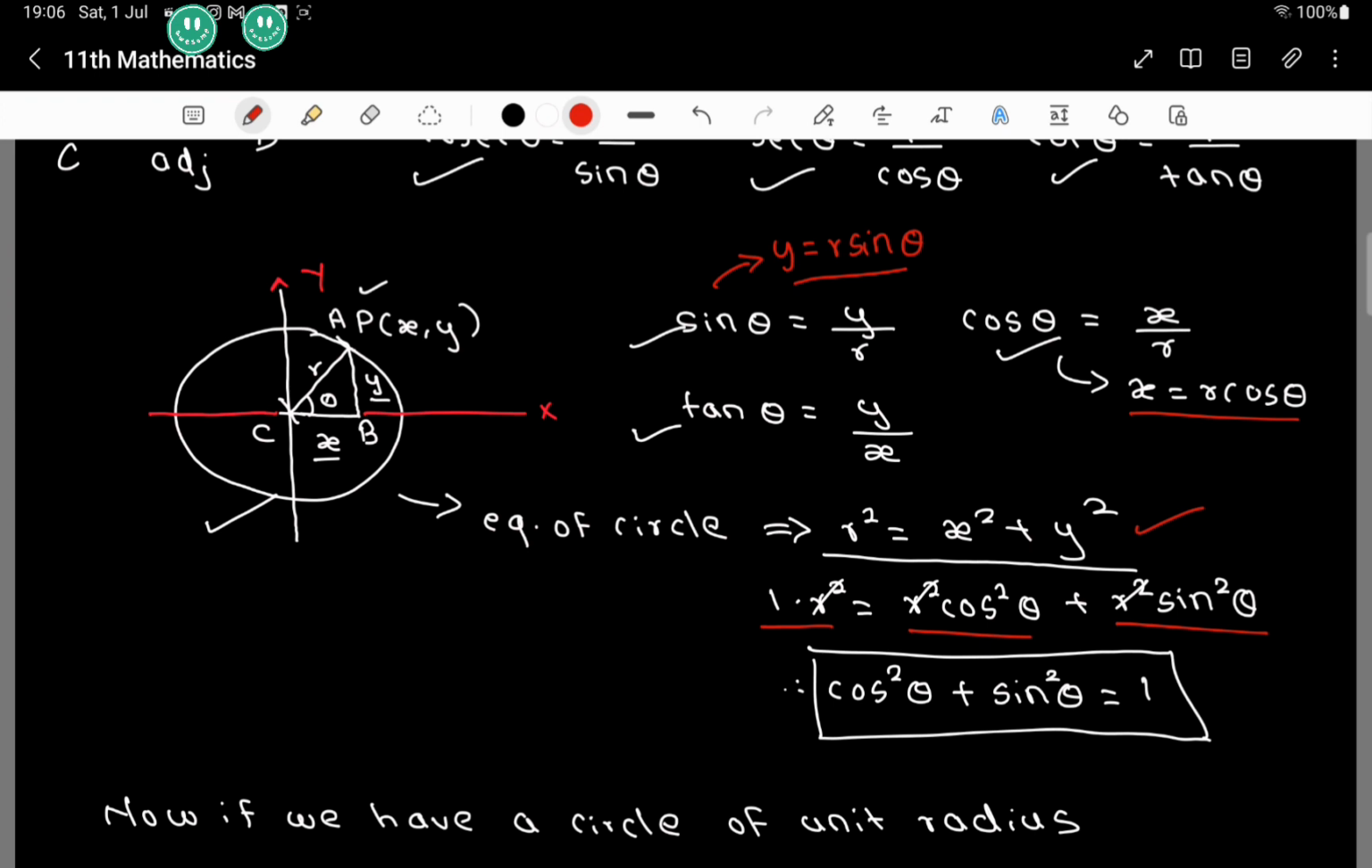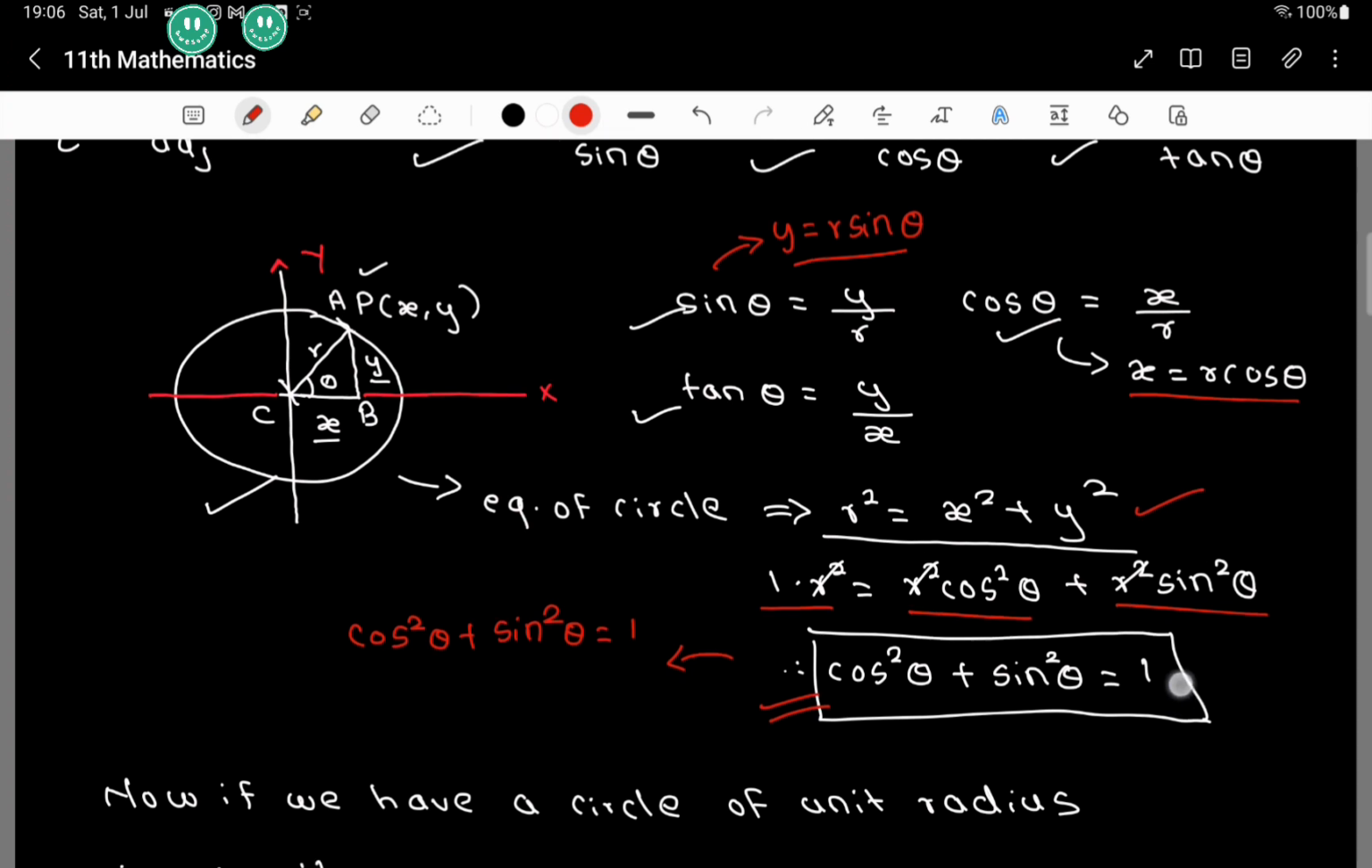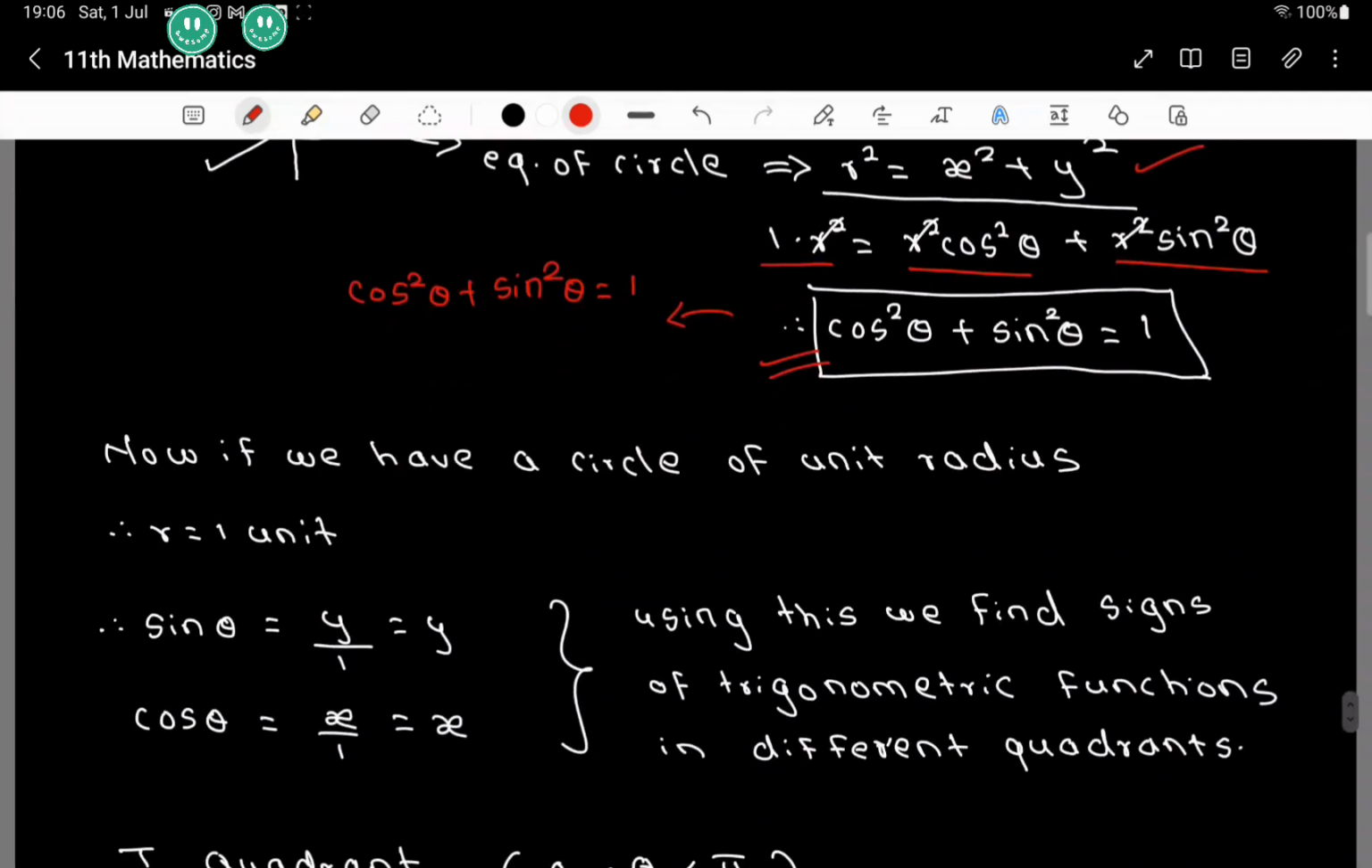Therefore we get an equation which is free of r. So what remains is cos square theta plus sine square theta is equal to 1. So this is the first trigonometric identity that you need to remember, which says cos square theta plus sine square theta is equal to 1. Remember, theta is the same angle. So when we are finding cos theta and sine theta, they are to be found for the same angle theta. Okay, chalo. Now let's move on further.